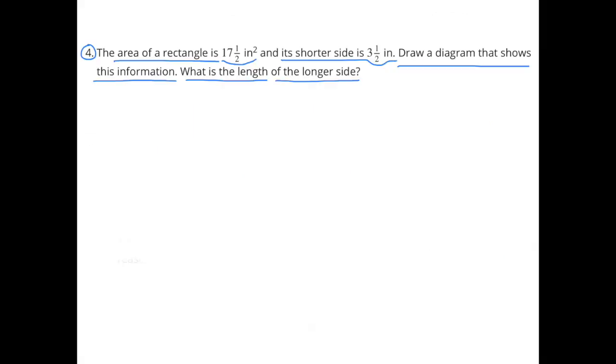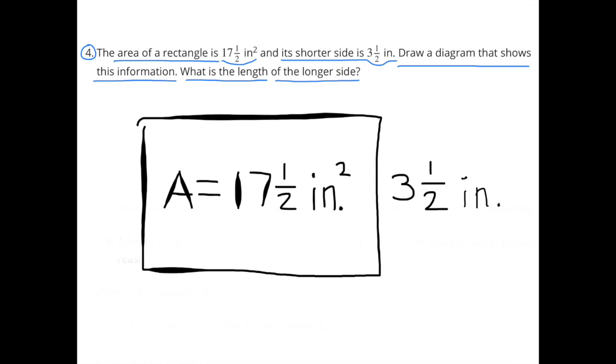Number 4. The area of a rectangle is 17 1/2 inches squared, and its shorter side is 3 1/2 inches. Draw a diagram that shows this information. What is the length of the longer side? Inside represents the area, 17 1/2 inches squared. Its shorter side is 3 1/2 inches.